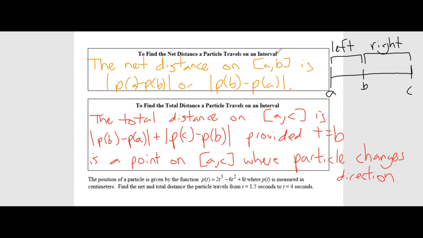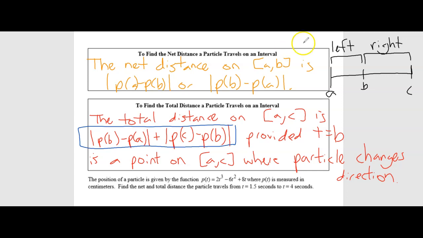So we could say P of B minus P of A covers the distance where it's moving to the left, and P of C minus P of B, of course, the absolute values of those, covers the distance it's moving when it's going to the right, and then you would add those distances together. That will give you the total distance.